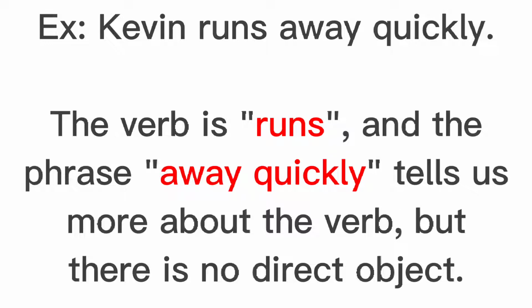One easy way to tell the difference between a transitive and an intransitive verb is to ask the question, who or what is receiving the action from this verb? If you can name a noun that's on the receiving end, it's a transitive verb. If you cannot name a noun, whether direct or indirect object, then the verb is intransitive.